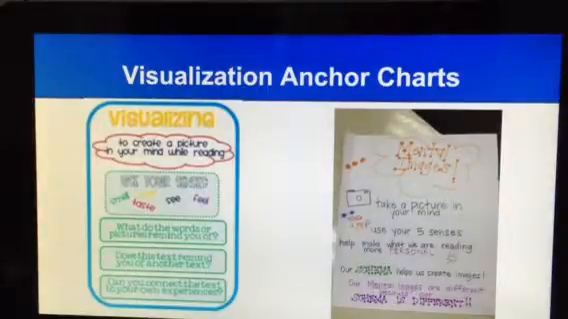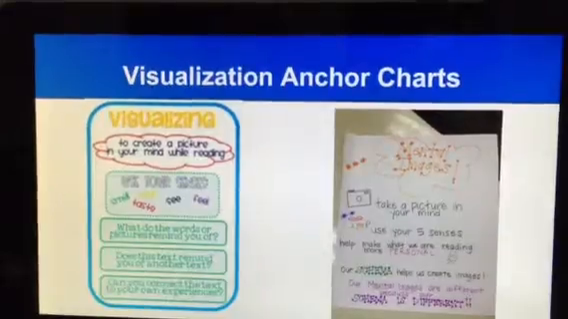And the best part about visualization or creating mental images is that not everyone's mental image is going to be the same, because our schema is different, our background knowledge is different, our prior knowledge is different.